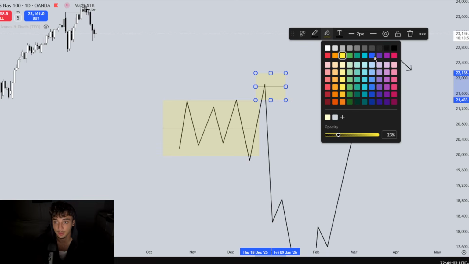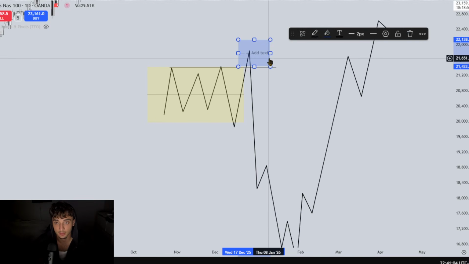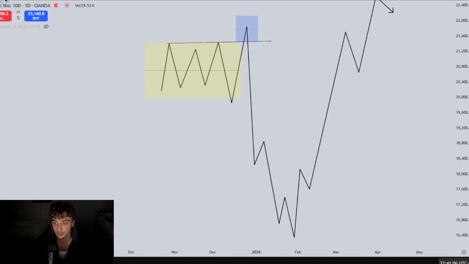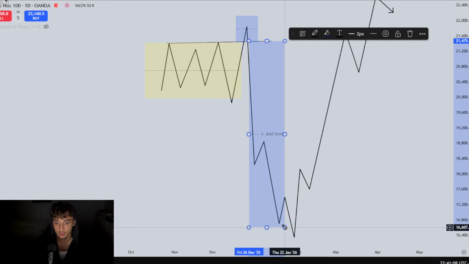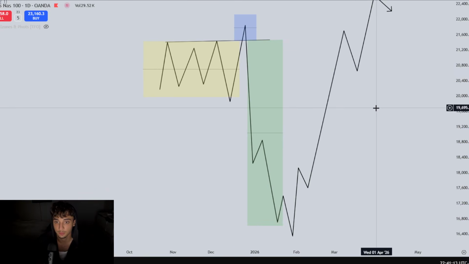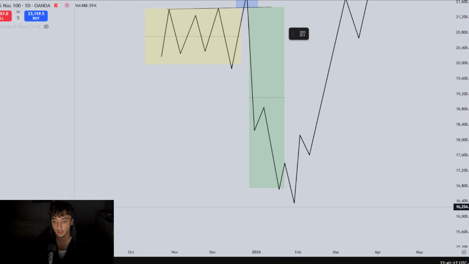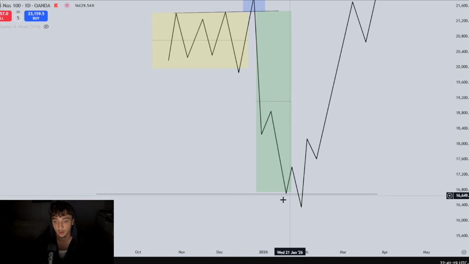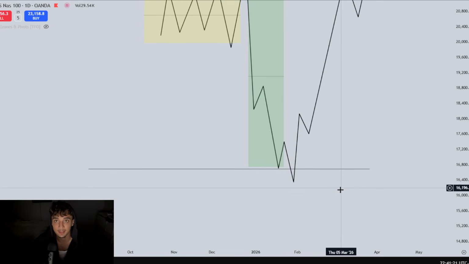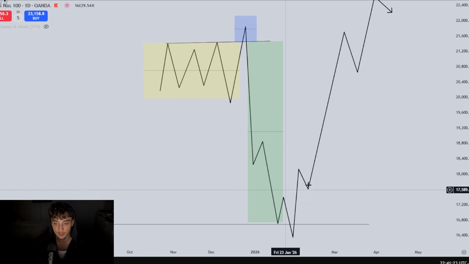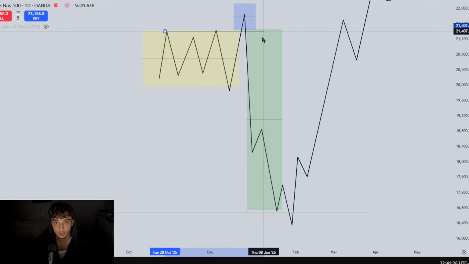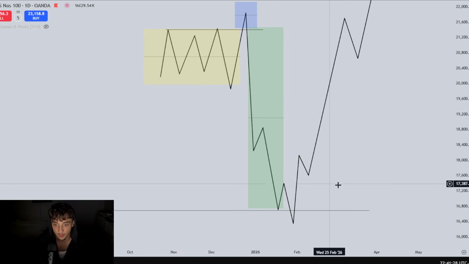Right here, this is the manipulation zone. Then we had a little bit of a distribution downwards. This is the distribution, and we manipulate it down to a liquidity sweep, or a zone of liquidity, or even a high time frame PD array. It doesn't have to be technically liquidity. It could just be some sort of high time frame PD array, right?